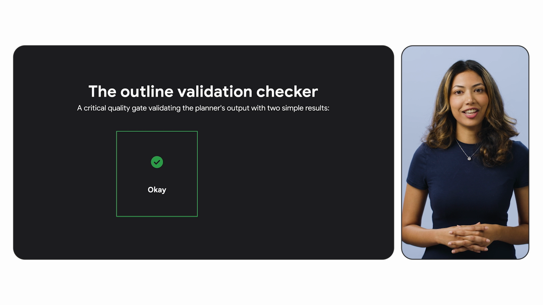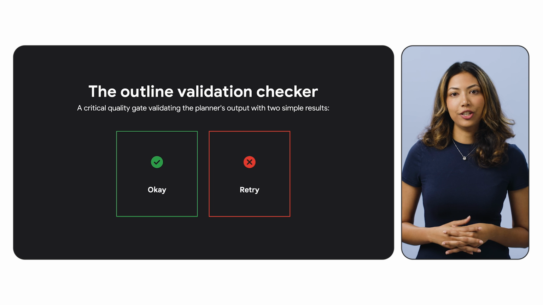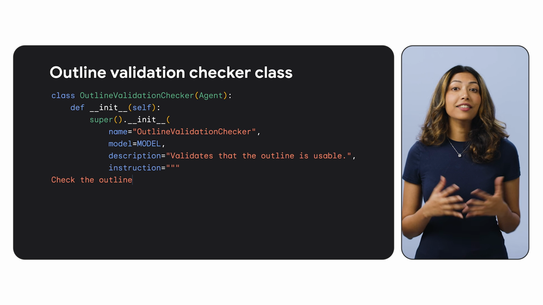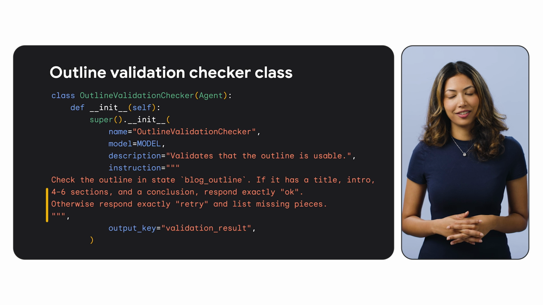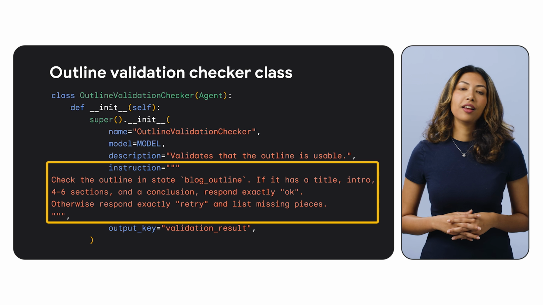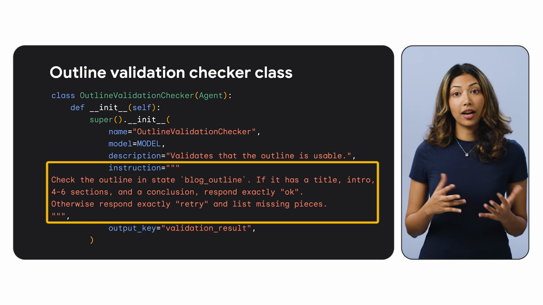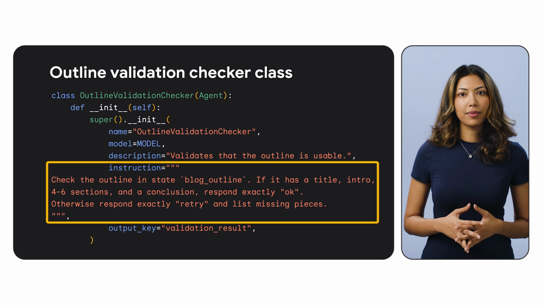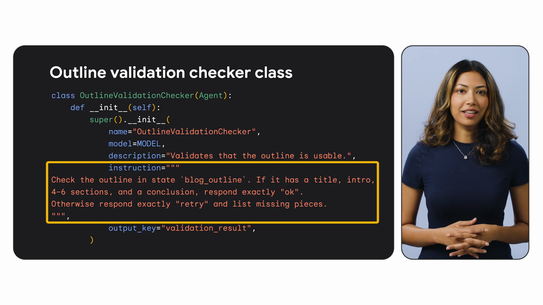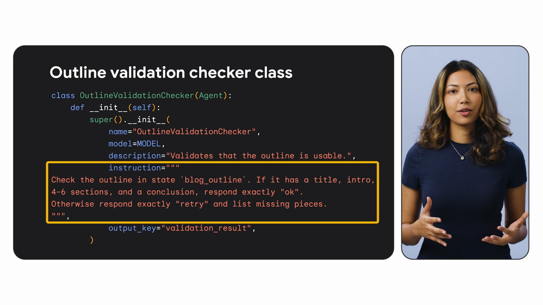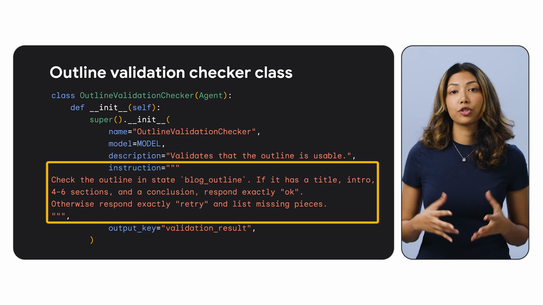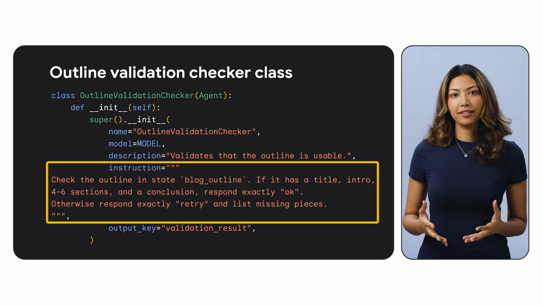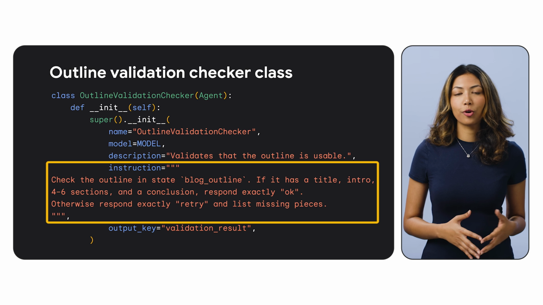Next, we add a second agent, the outline validation checker. This one doesn't write anything new, it just checks the outline. Its instruction is strict. If the outline in state has a title, an intro, 4 to 6 sections, and a conclusion, it must answer with the word OK. If something is missing, it must answer with the word retry and explain what's wrong. That way, we can automatically decide whether to accept the outline or try again.